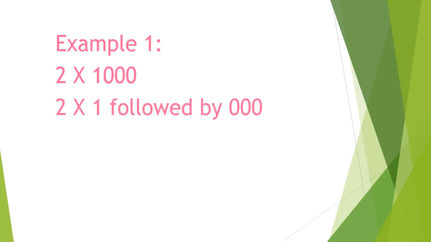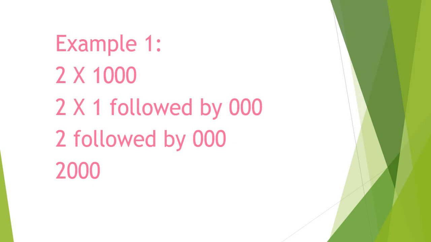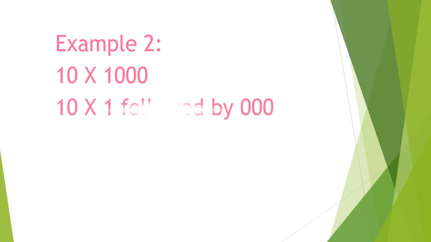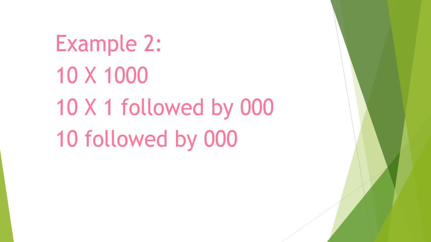Example 1. 2 multiply 1000. Here 2 multiply 1 followed by 3 0s. So 2 ones is 2 followed by 3 0s. So it has become 2000. Second example. 10 multiply 1000. So 10 ones are followed by 3 0s. 10 ones is 10 followed by 3 0s. So it has become 10,000.